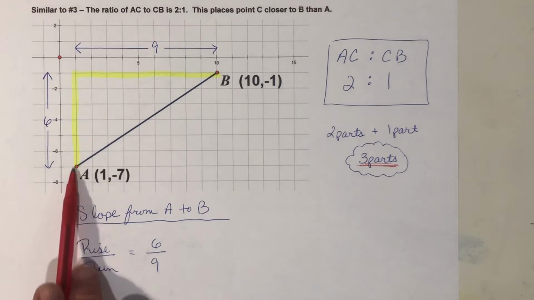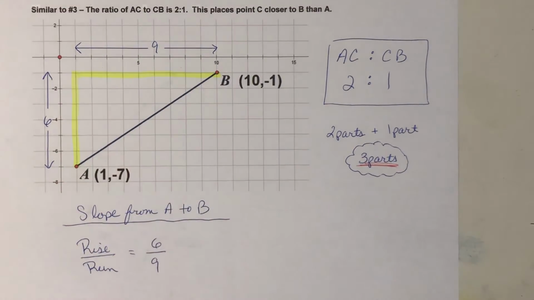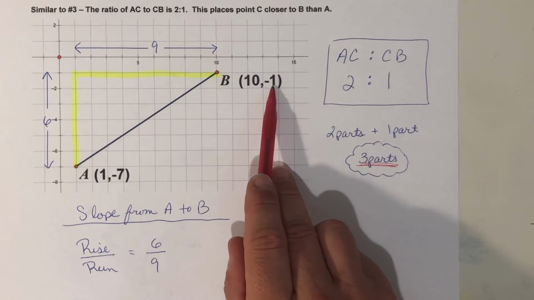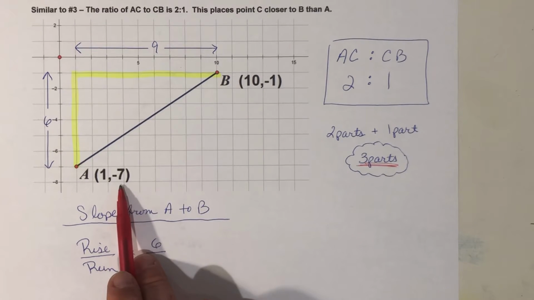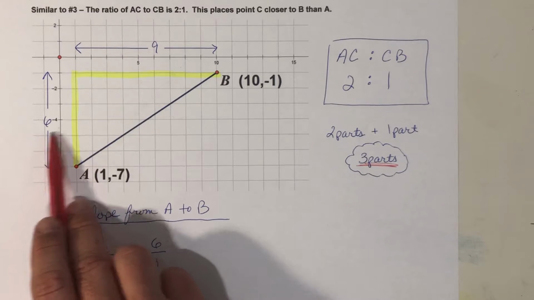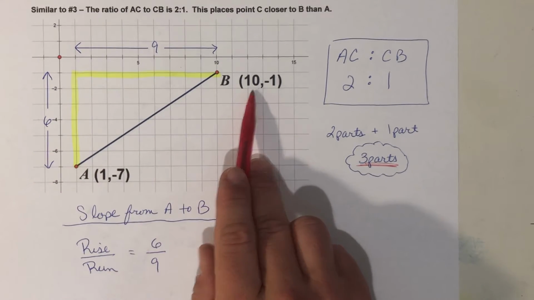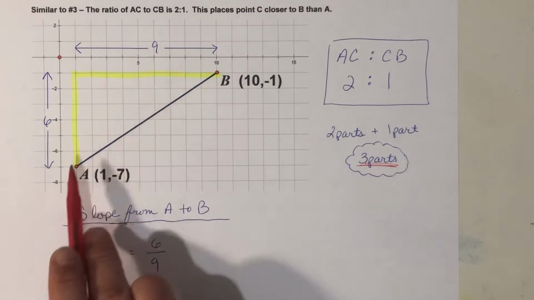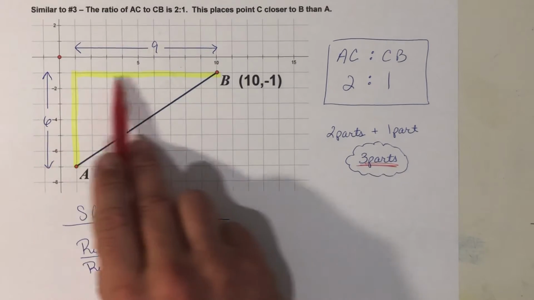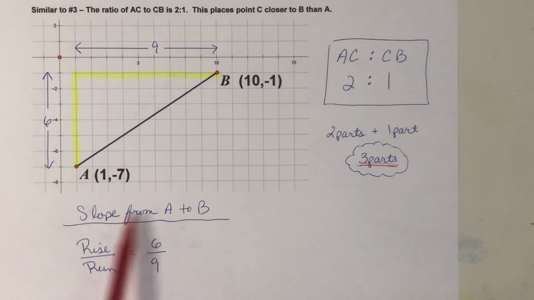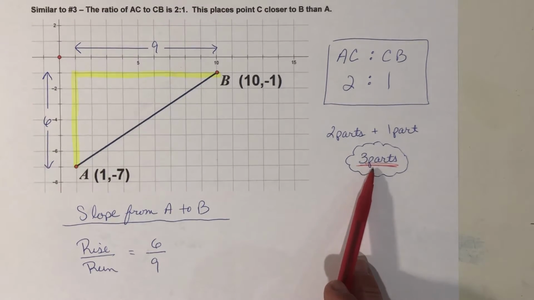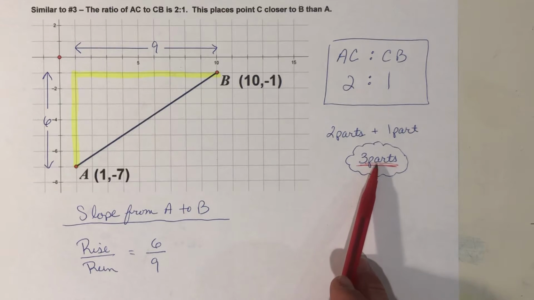In order to do so, I've highlighted the slope, right? So if I wanted to find the rise, I take my delta y, -1 minus -7, or 6. My delta x, 10 minus 1, or 9. So I have an overall rise of 6 and a run of 9. So down here I wrote my slope from A to B is 6/9. What I'd like to do is divide that slope up into 3 equal parts.